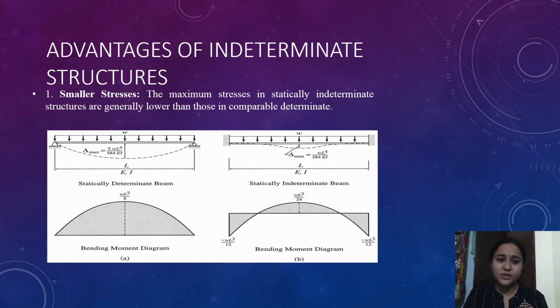In a simply supported beam we know the maximum bending moment is WL square by 8, which is more than in the case of WL square by 12. So we can conclude that we have an advantage: the maximum stresses in a statically indeterminate structure are generally lower than in the case of a determinate beam. Okay, so this is the main advantage of indeterminate structure.